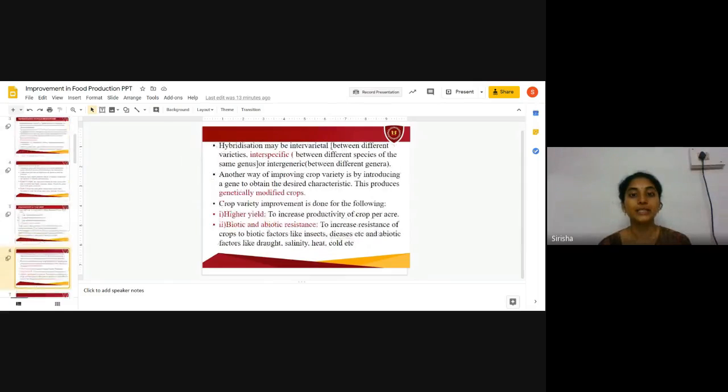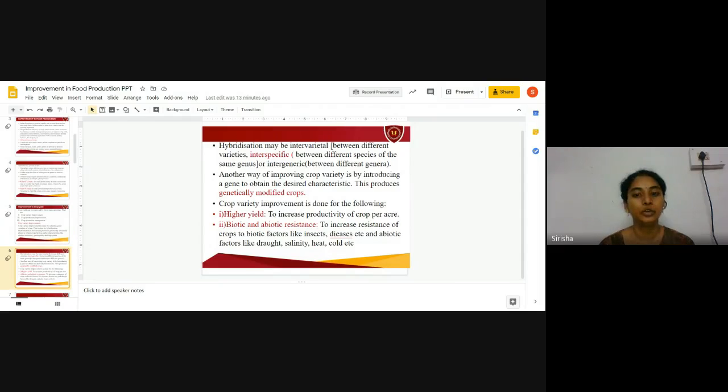And hybridization may be intervarietal. Intervarietal is between two varieties. For example, between two different varieties is intervarietal, or interspecific. It may be between two different species of the same genus, or intergeneric, between two genera also.